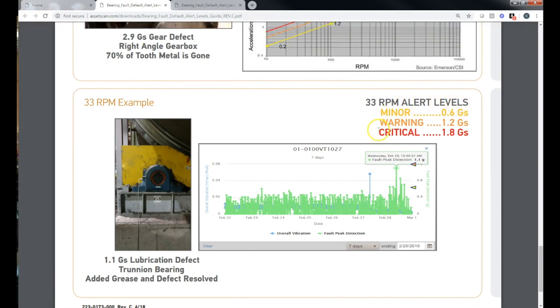So going back here a second, arriving at these alert limits, again we use the AI model and the RPM to set the 0.6, 1.2, and 1.8 G levels. And the alert here was a 1 G lubrication defect, so just high into the minor. And again, they were able to resolve this prior to any damage occurring to that bearing.